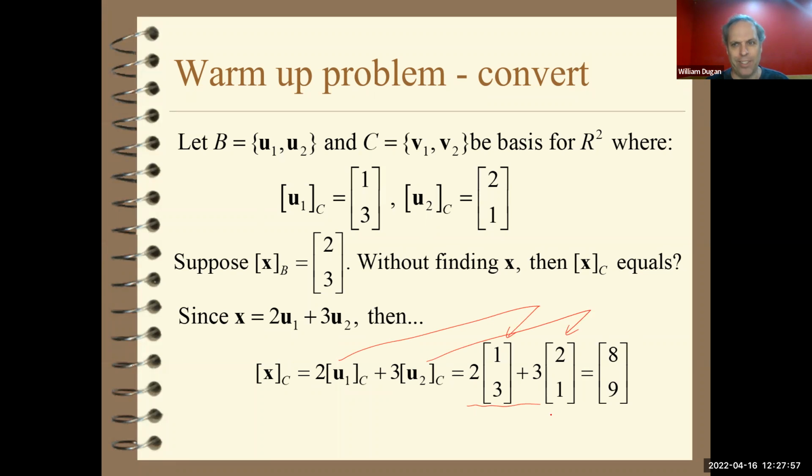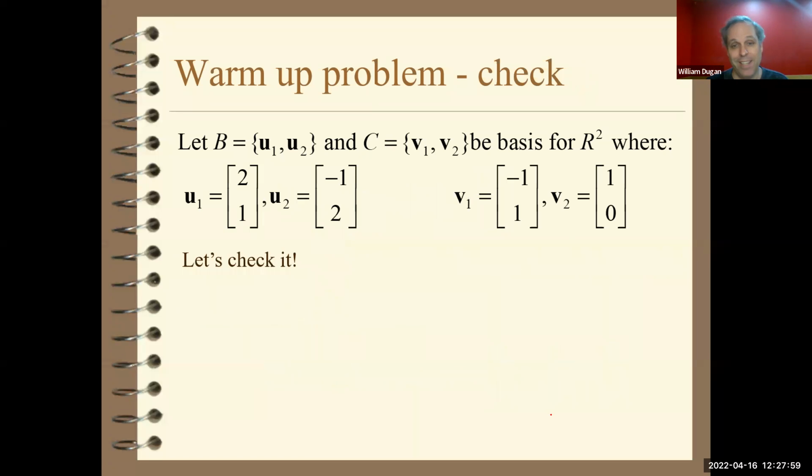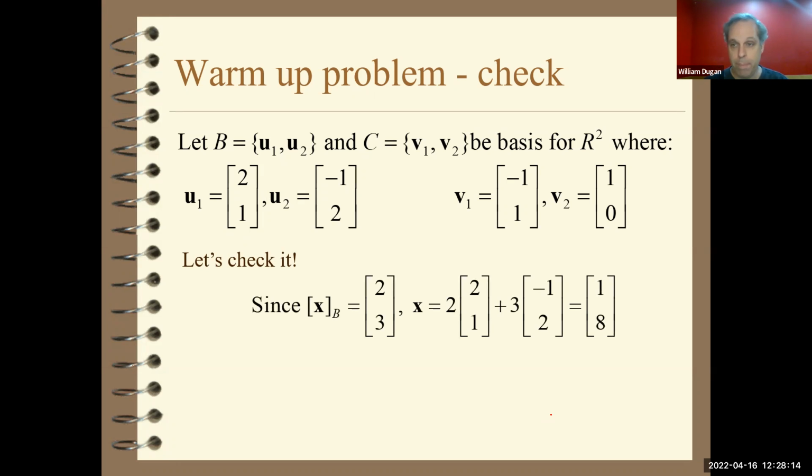But you might want to check your work. So let's see if we can see it's right. So then let's just check it. I told you the coordinates of this vector X relative to B, and we just found the coordinates of X relative to C. We have to be referring to the same vector X. Let's just find out what the vector X is now. So the coordinates of X relative to B was the vector 2, 3. So then I just form a linear combination of the basis vectors in B using those scalars, and I get that X is 1, 8.